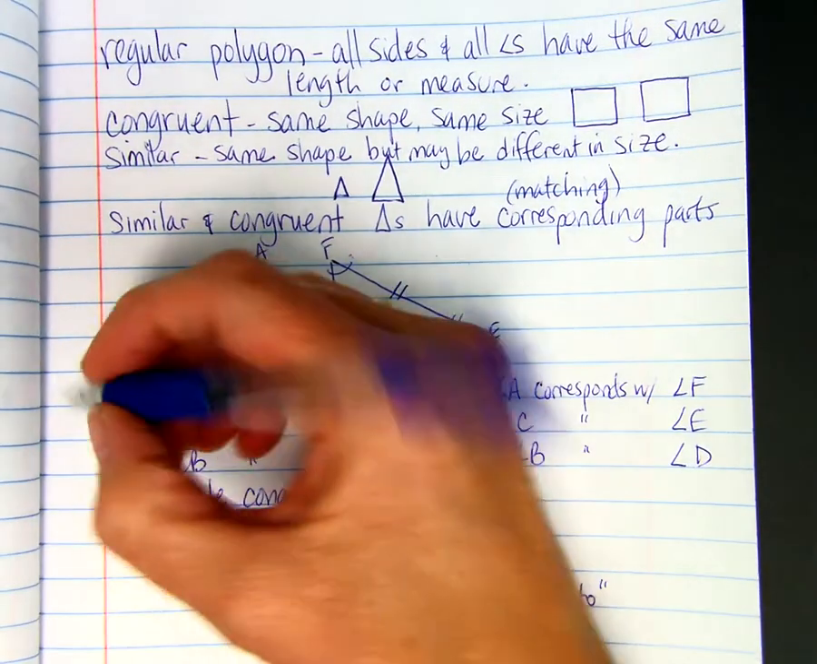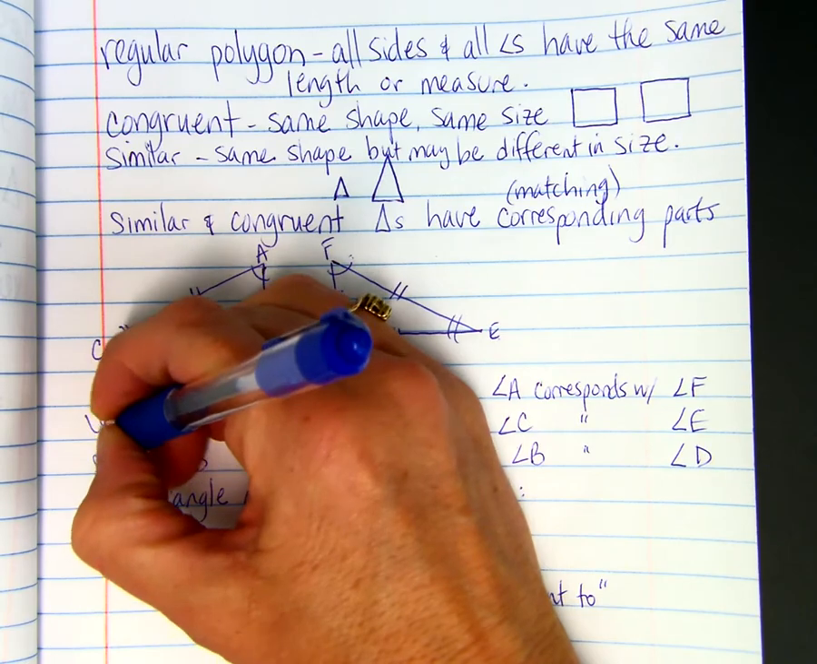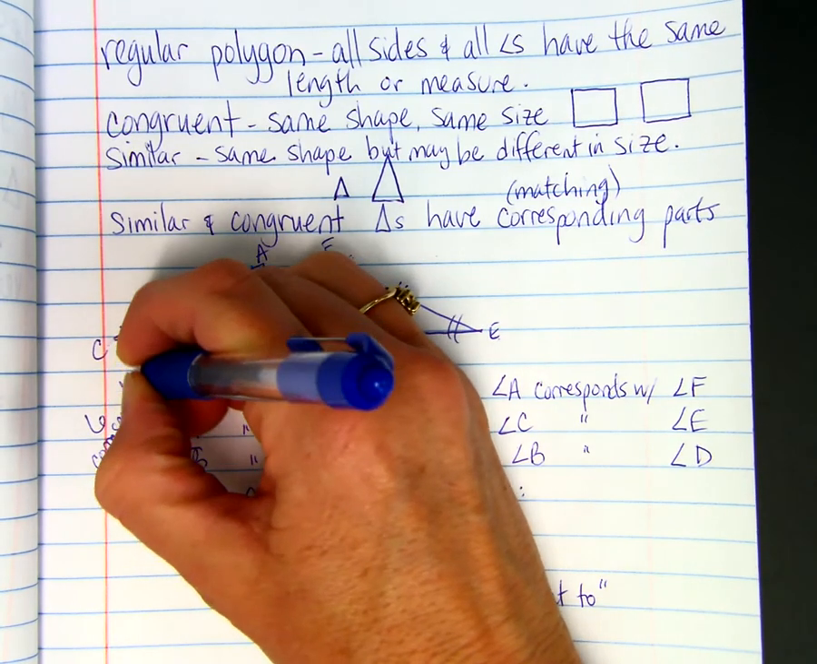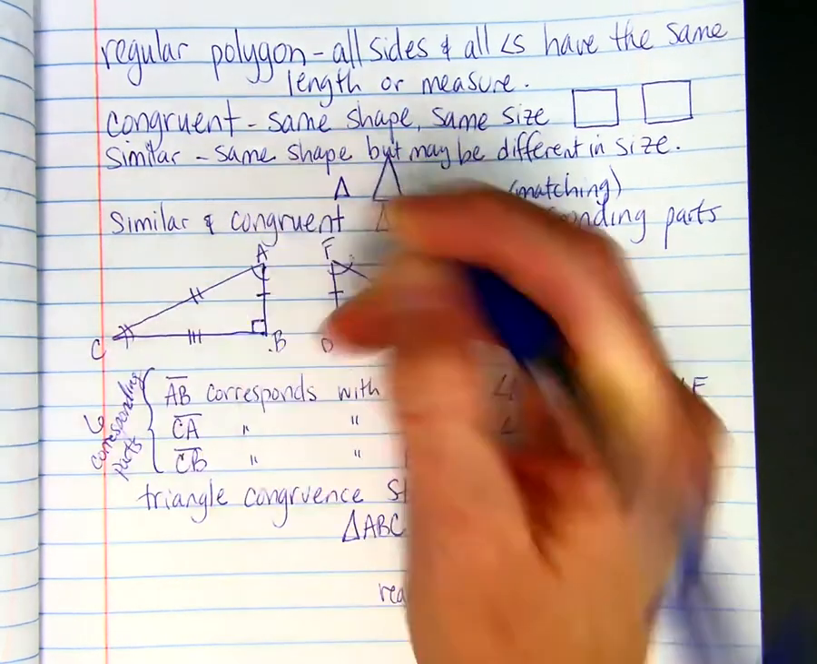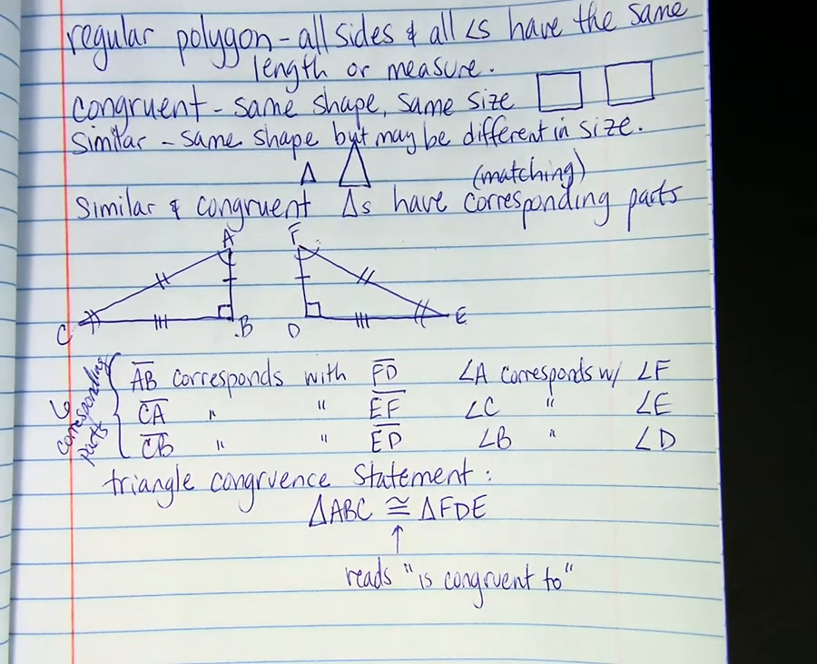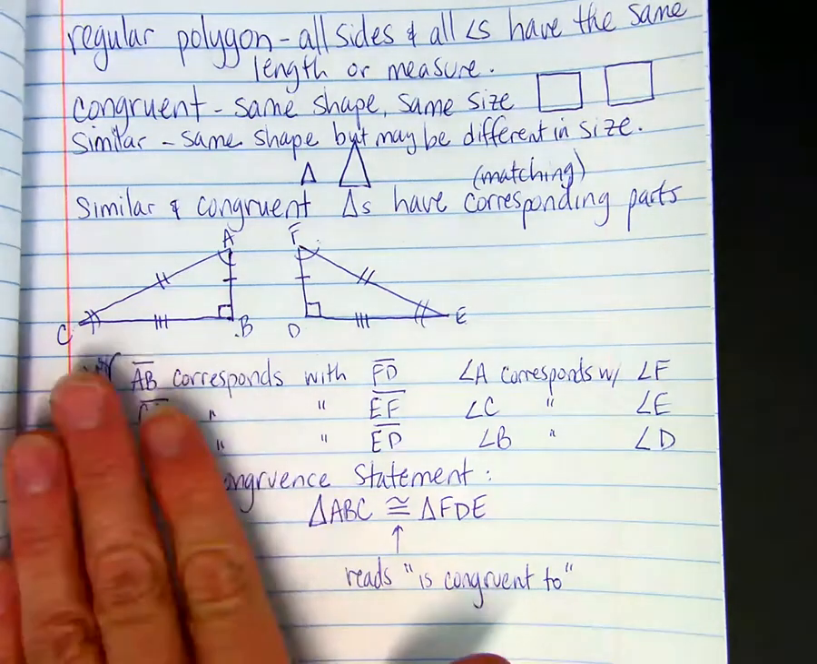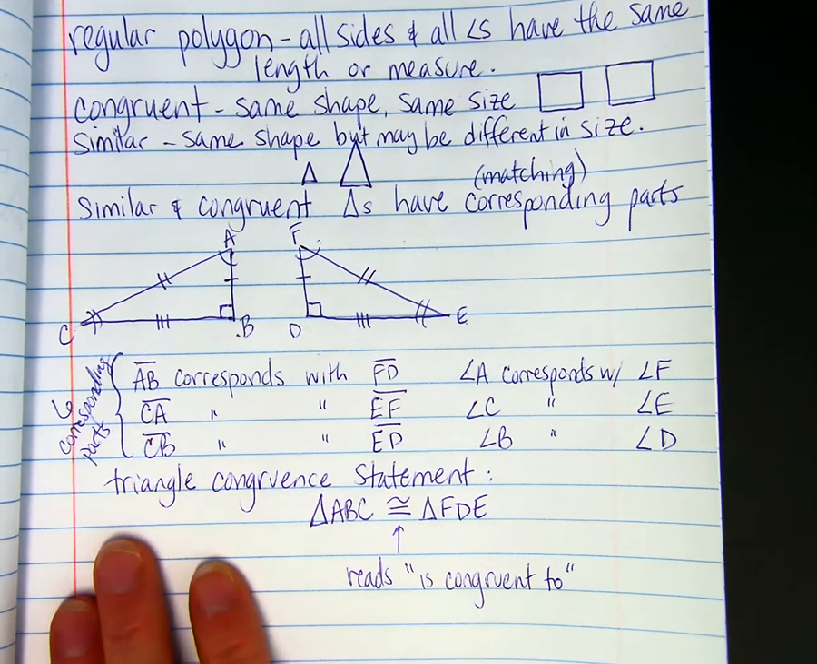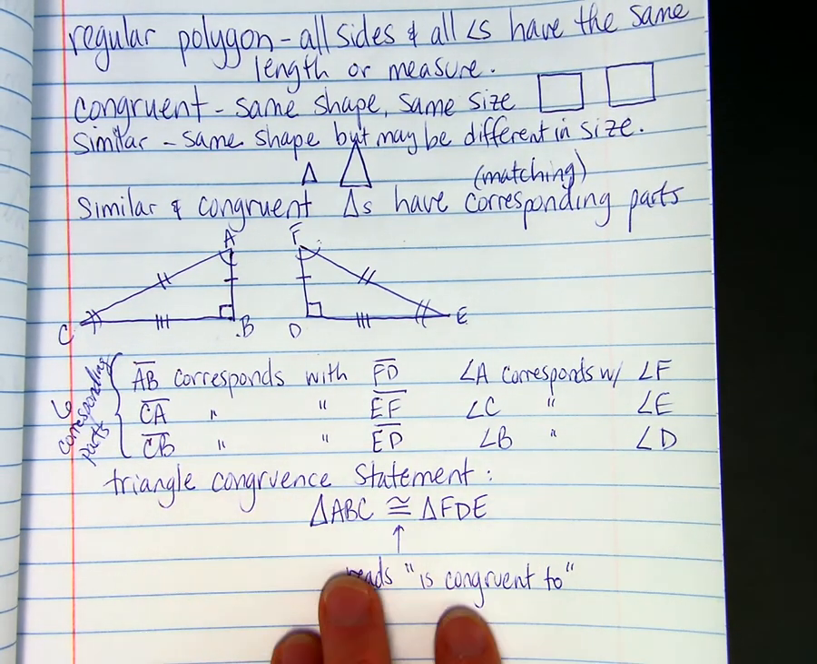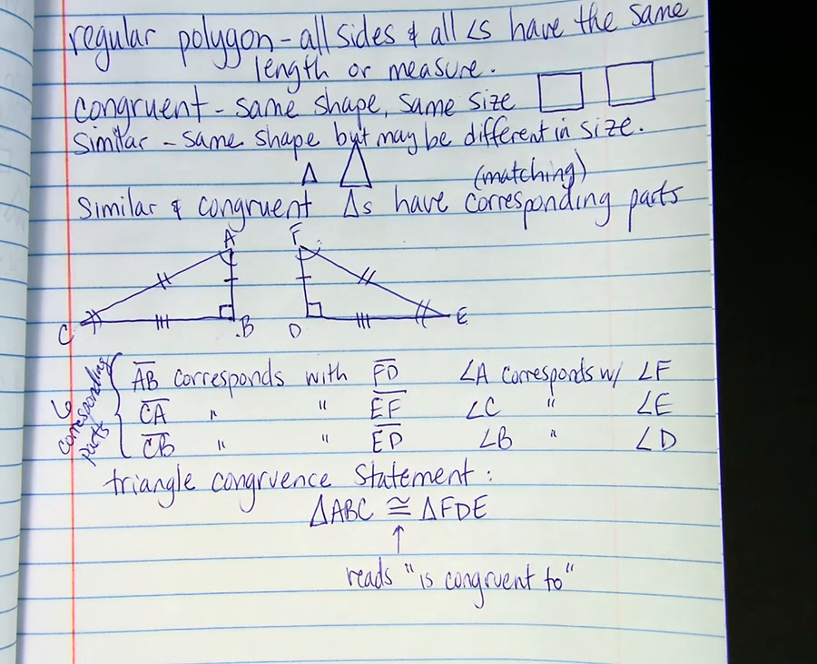This is a triangle congruent statement, and these are 6 corresponding parts statements. So if they say list all of the corresponding part statements, you would write these 6. If it says write a triangle congruent statement, then you're going to want to write just the names of the triangles and how they're related to each other.